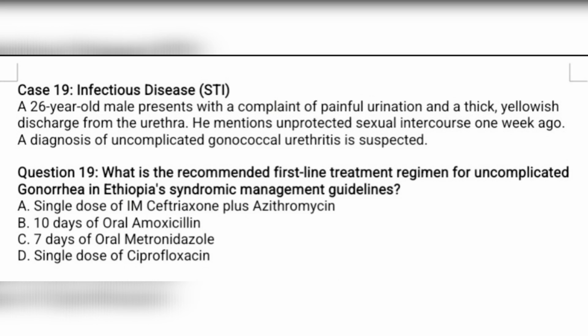Case 19. Infectious disease, STI. A 26-year-old male presents with a complaint of painful urination and a thick, yellowish discharge from the urethra. He mentions unprotected sexual intercourse 1 week ago. A diagnosis of uncomplicated gonococcal urethritis is suspected. Question 19. What is the recommended first-line treatment regimen for uncomplicated gonorrhea in Ethiopia's syndromic management guidelines?